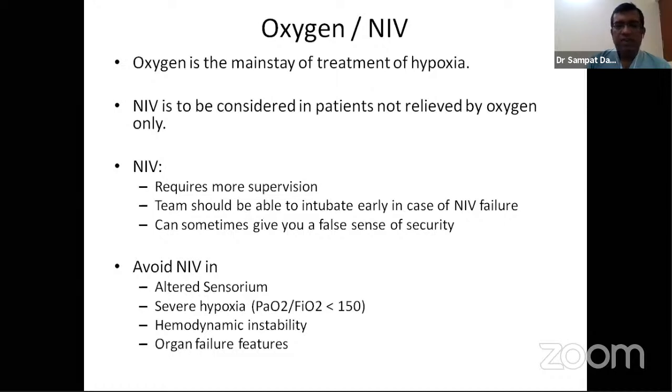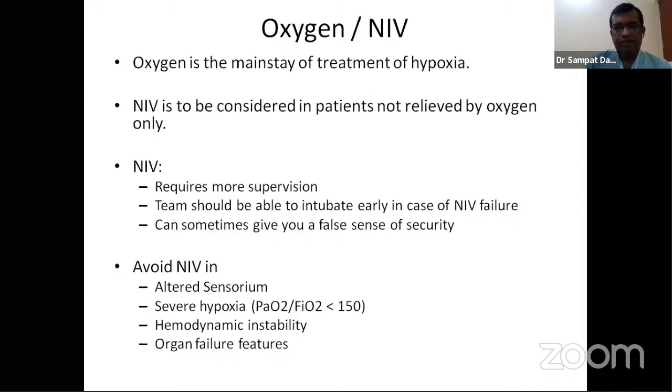So NIV, in my opinion, has very limited roles, and it has to be strictly avoided if you think that a patient is having altered sensorium, hypoxia with a PaO2/FiO2 ratio less than 150, hemodynamic instability, or organ failure features. So if these things are there, NIV is to be strictly avoided.